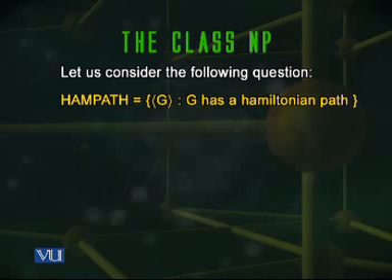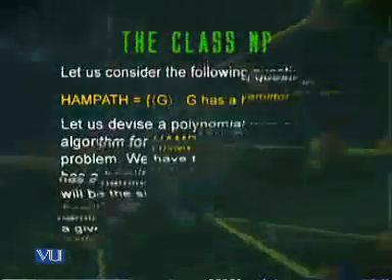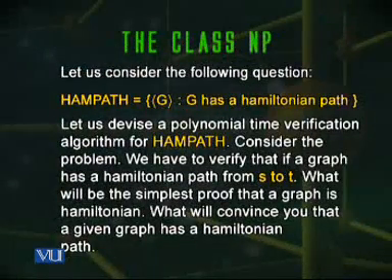Ham path is going to be the set of all graphs G and pair S and T such that G has a Hamiltonian path from S to T. Right now, we are talking about directed graphs. Thus, every edge has a direction. So, if there is a directed edge from A to B, you can go from the vertex A to the vertex B, but not from B to A, unless you have an edge back from the vertex B to the vertex A.